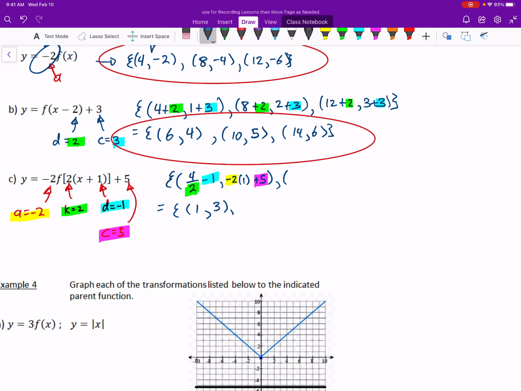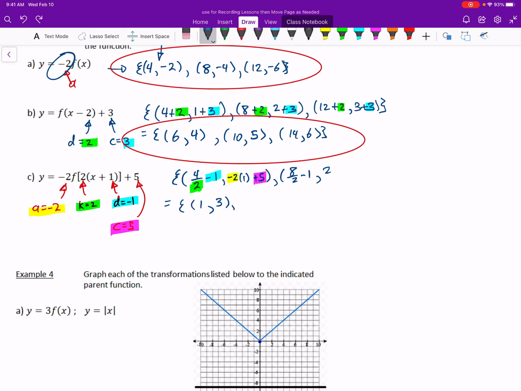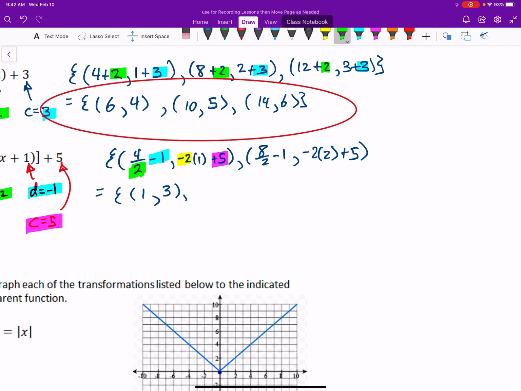So for the next point, it would be 8 over 2 minus 1, and 2 over 2, sorry, not 2 over 2, and -2 times 2 plus 5. Again, where those numbers come from, I'm using the exact same A, K, D, and C values that came from the formula, right? So the highlighting shows you where they came from. It reminds you. 8 divided by 2 is 4. 4 minus 1 is 3. So my new x coordinate becomes 3. -2 times 2 is -4. Negative 4 plus 5 is 1.